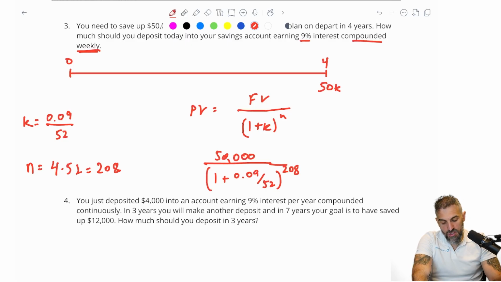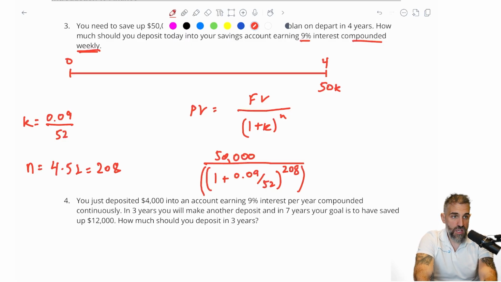Okay, when you're punching this into your calculator, some of you guys still have trouble with it. If you're going to be doing it all in one shot, you need to put an extra bracket there like that. Okay, so basically 50,000 divided by bracket 1 plus 0.09 over 52, close bracket, to the power 208, close bracket.